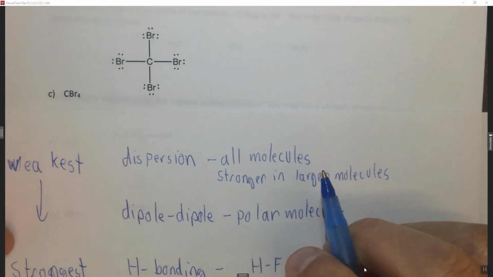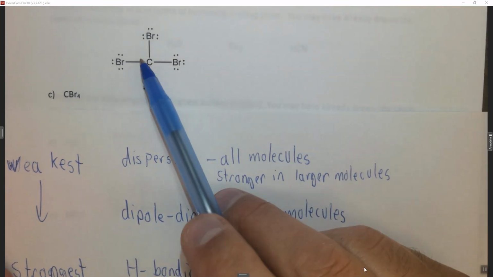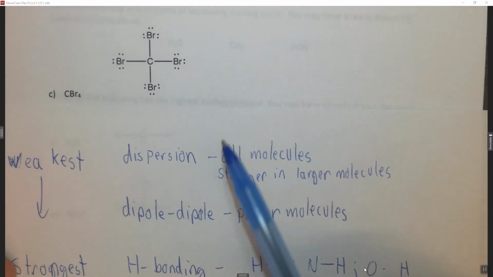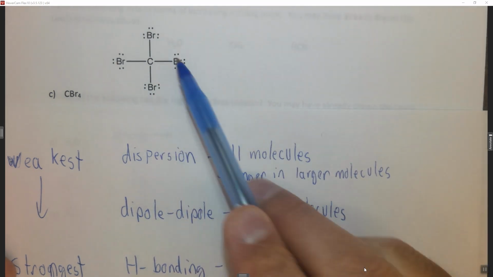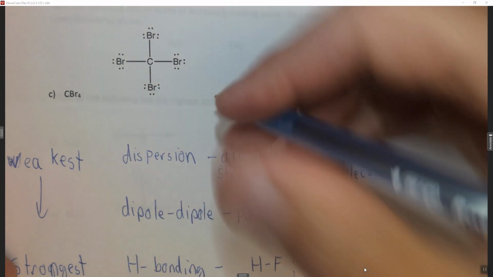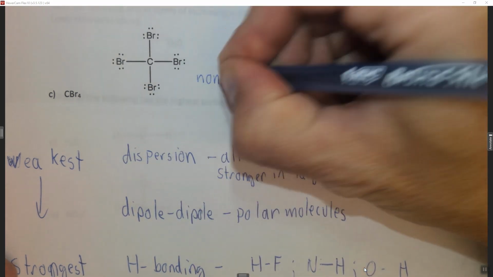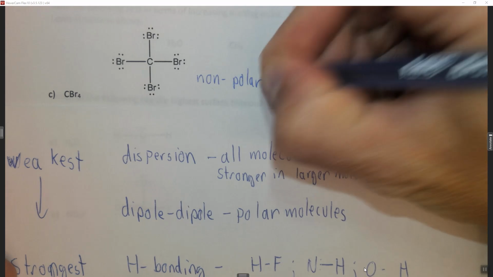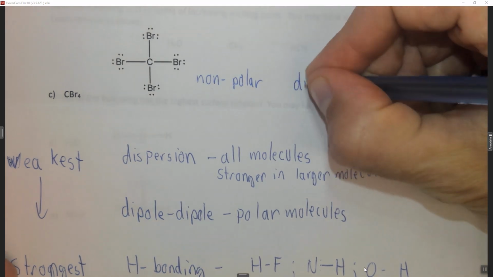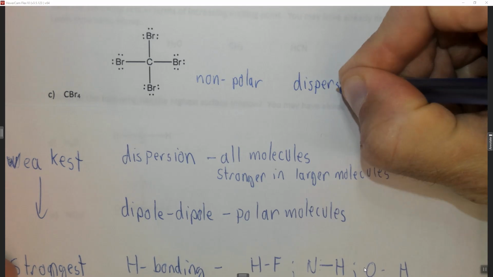So here we have CBr4. Again, the Lewis structure is already drawn for us. So if we look here, all the domains are bromine. All the domains are the same. Therefore, this one is non-polar. Again, you can review that in chapter 7. So this one is non-polar. Therefore, the strongest intermolecular force is going to be your dispersion force.